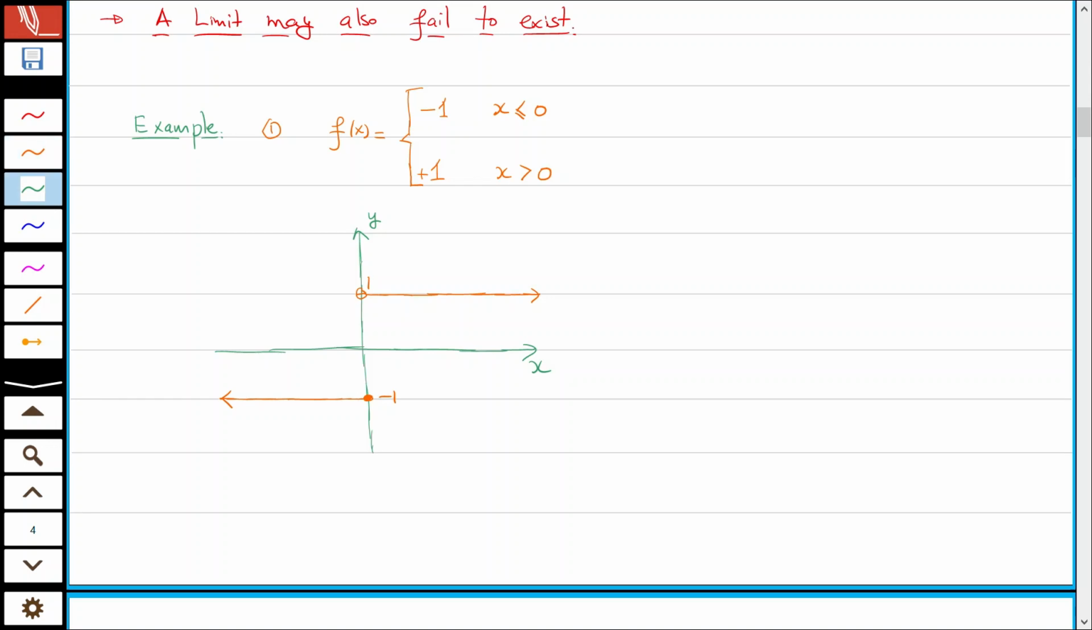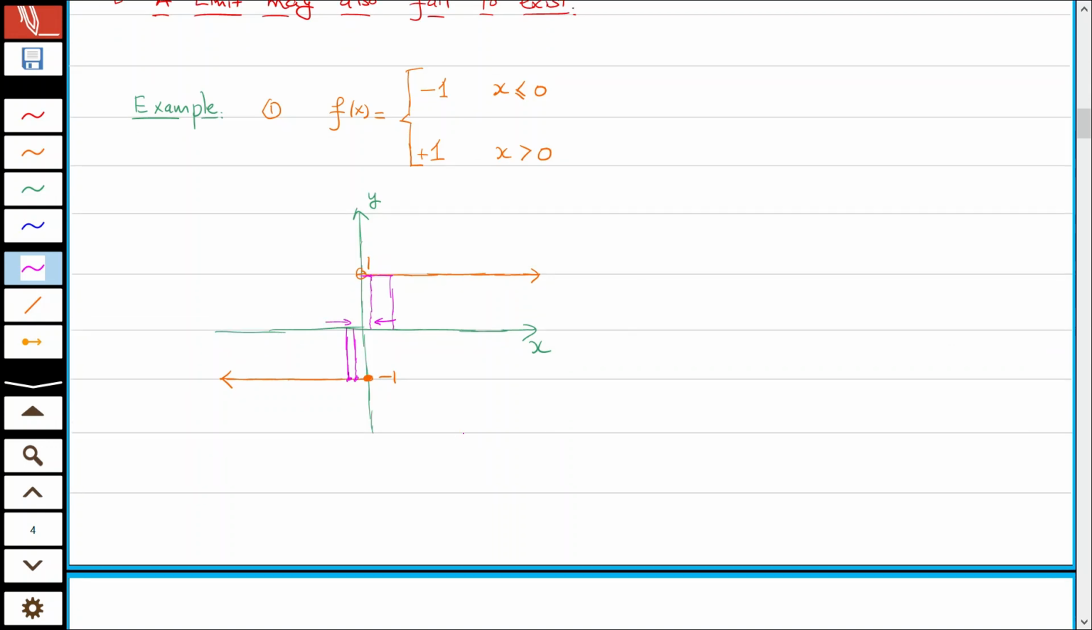Now you see that if you are going close to 0 from this side, the value of the function is 1 all the time. For example, here, the value of the function is 1. At any point on the right of 0, the value of the function is +1. But if you come on the other side, if you're going towards 0 from this side, the value of the function drops down to -1. Same is the case over here, at any point on the left of the origin.